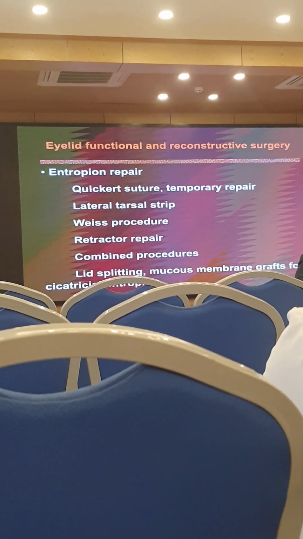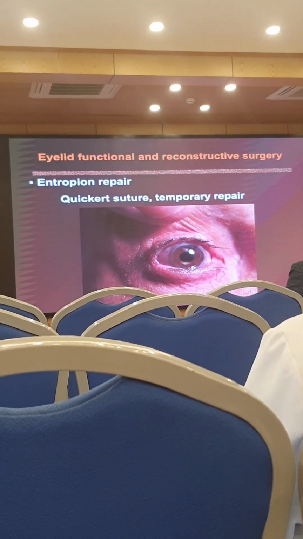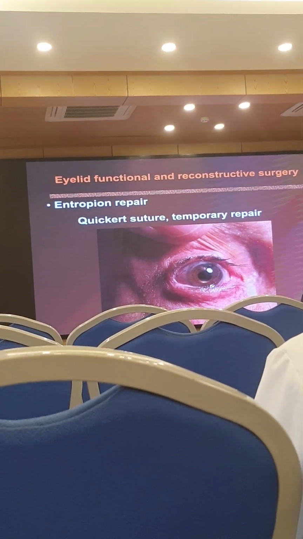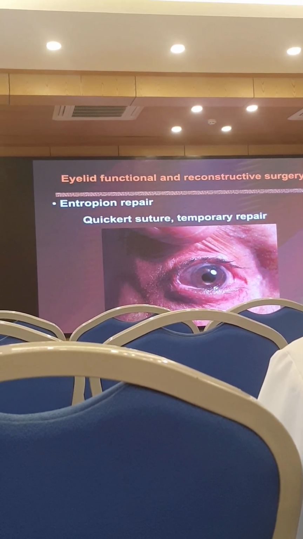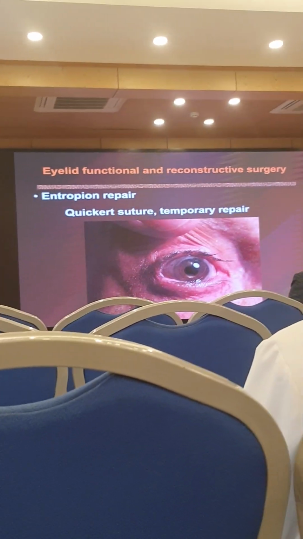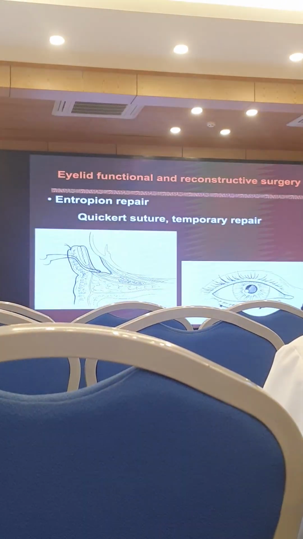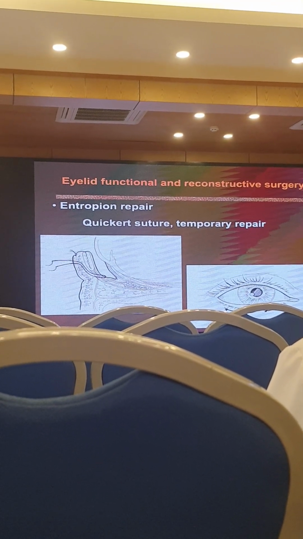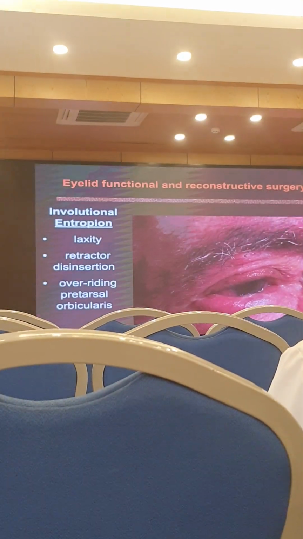We're going to talk a little bit about other types of lid conditions, such as entropion and ectropion. There are many types of surgeries that can be done for entropion. The simplest is a Quickert suture, where you pass a full thickness suture through the eyelid and you tie it tightly to evert the lid margin. This is considered a temporary repair because the entropion will often recur after a simple Quickert suture is placed. So this can be done in a patient that's too ill or too elderly to undergo a major procedure, and it can sometimes be sufficient to keep their eyelid from scratching their eye.